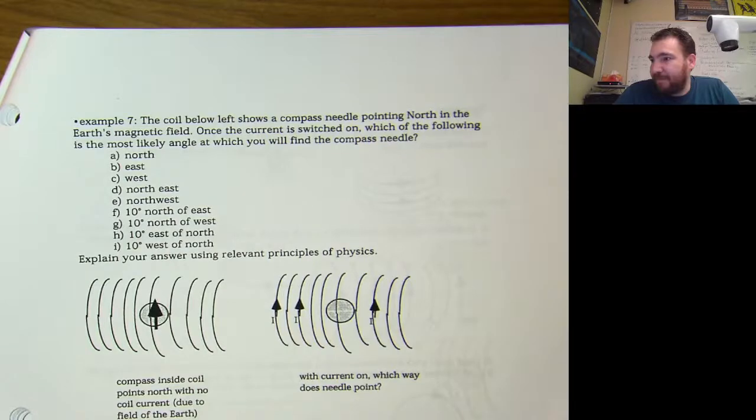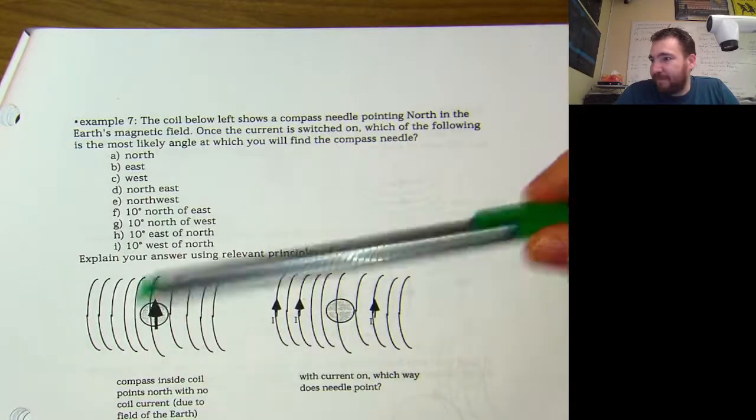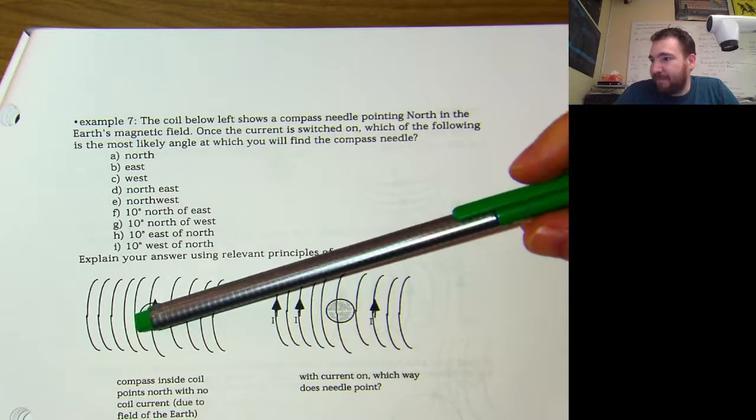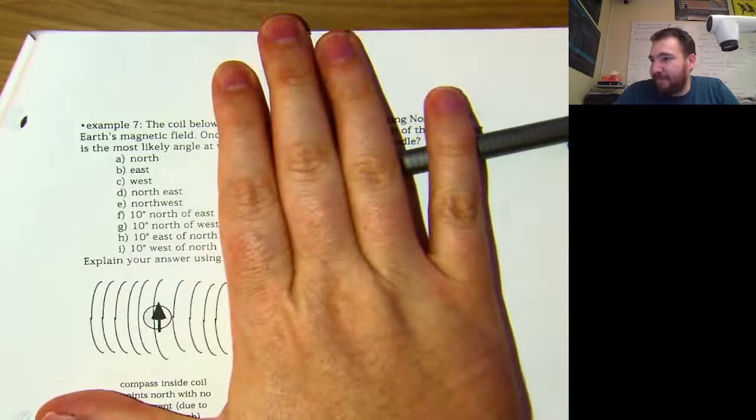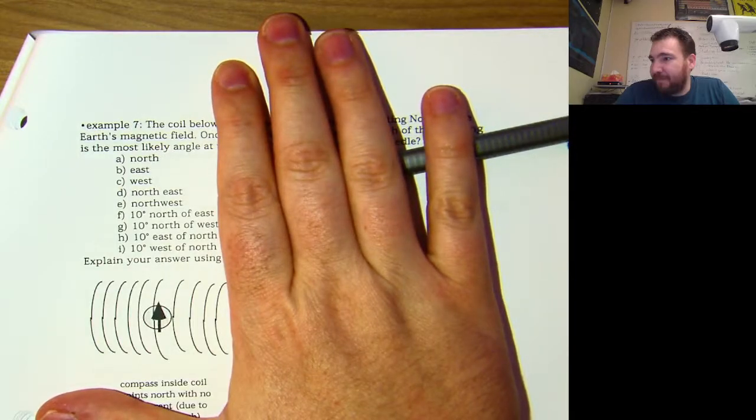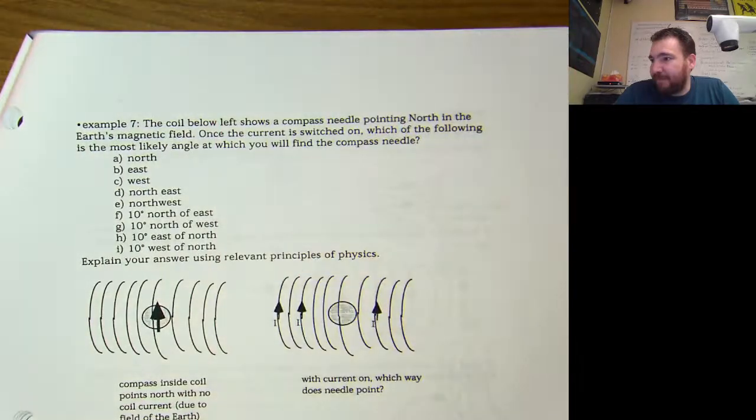Okay, next example. The coil below shows a compass needle pointing north in the Earth's magnetic field. If it's pointing north in the Earth's magnetic field, what can you tell me about that coil right now, in this state? It is off. There's no current flowing through those wires. Once the current is switched on, which of the following is most likely the angle at which you will find the compass needle?